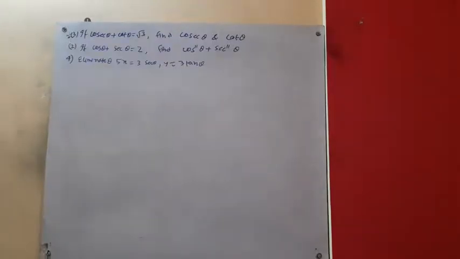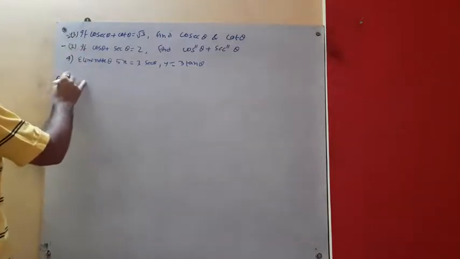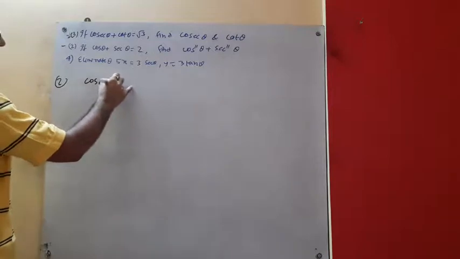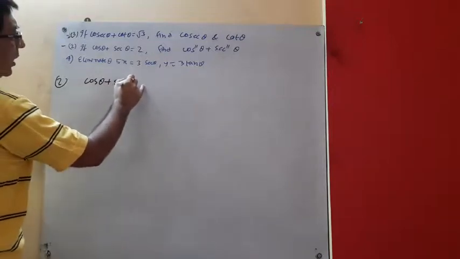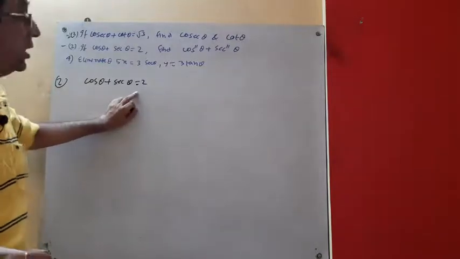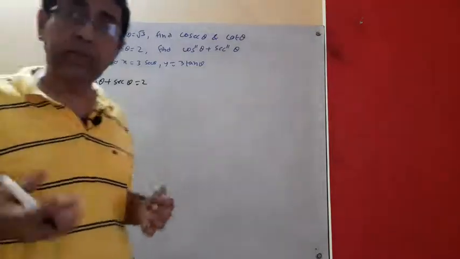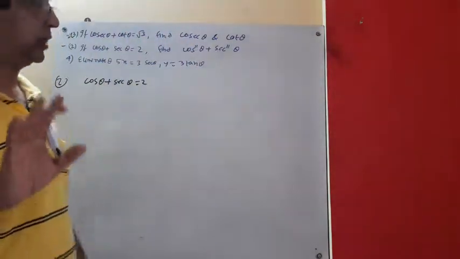Now we come to question number 2. This is very important. Look, cos theta plus sec theta equal to 2, right? Cos theta plus sec theta is 2. What do we have to find? You have to find cos to the power 11 theta plus sec to the power 11 theta. So the power is 11. No, that is not a problem.